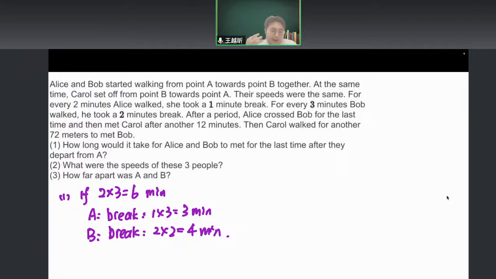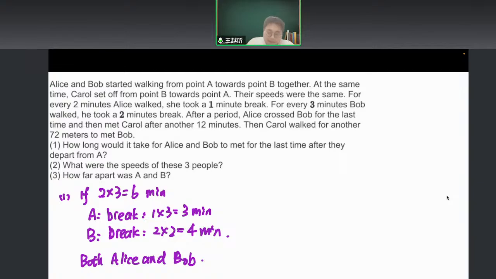If Alice 12 minutes not see Bob, which means Alice won't meet Bob anymore. And Alice meets Bob at the last time is just when Alice has a break and they want to go. And also Bob arrived at the place, he has a break. So actually both Alice and Bob will run the same time and have a break at the same time.